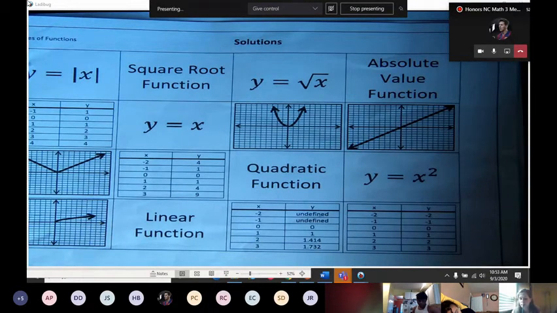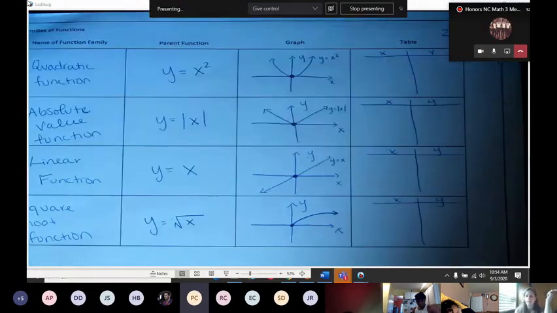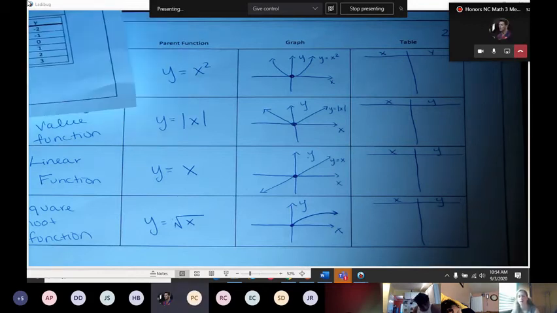Was there a question? Yes. Can you go back for a second? I just need to get the last graph for the square root function. So if you go back to Canvas, you can pull up the completed copy of the notes. That way we can keep working because we don't have too much time. Oh, you could go ahead.